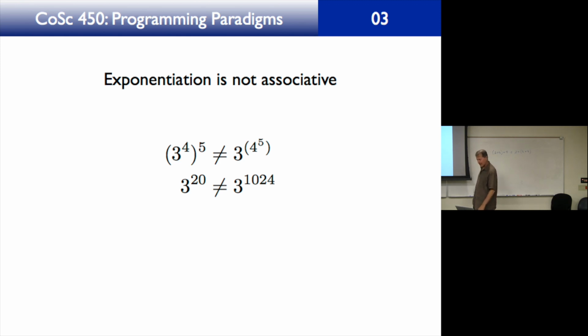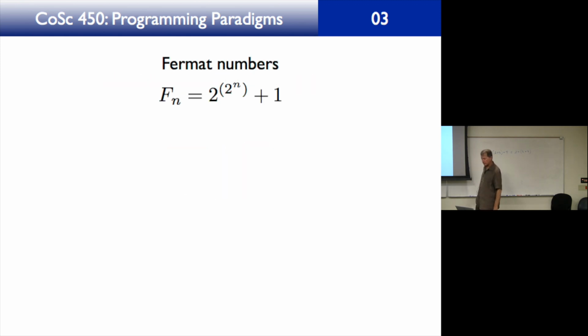But the reason we point this out is because Fermat numbers are defined this way. The nth Fermat number is 2 raised to the 2 to the n, plus 1. Okay? That's the definition of a Fermat number. So let's do the first few. What is f(0)? Yeah, 2 raised to the 0 is 1.